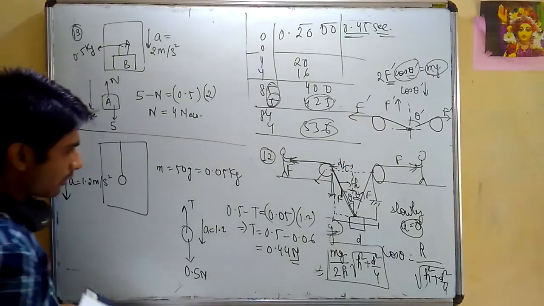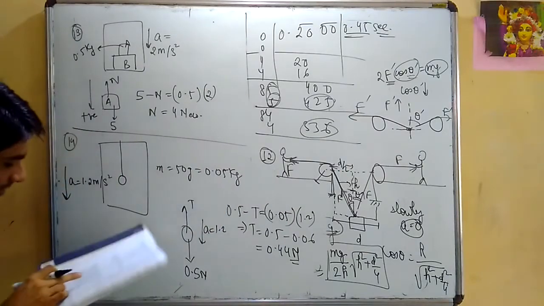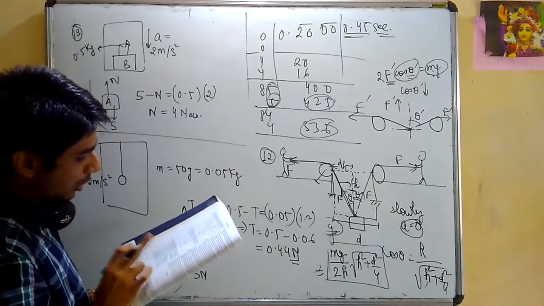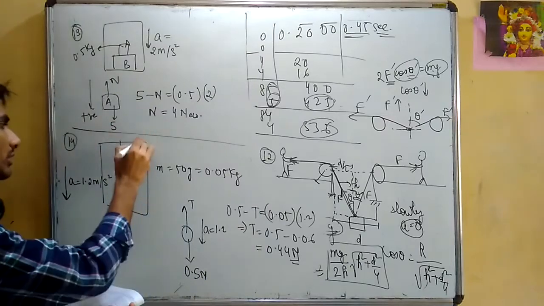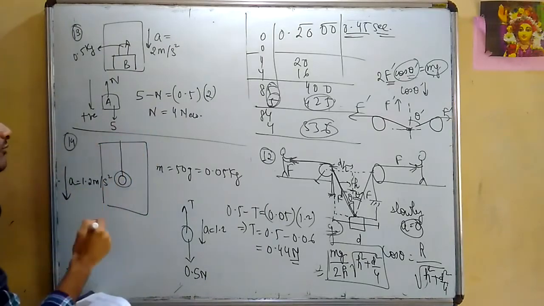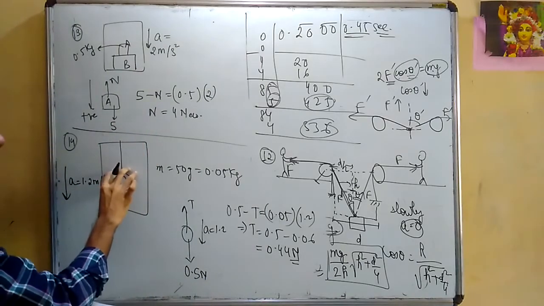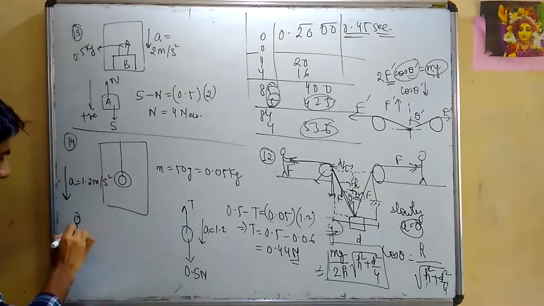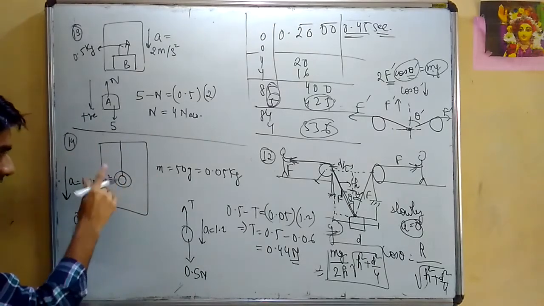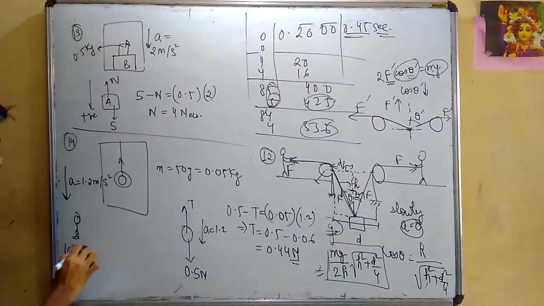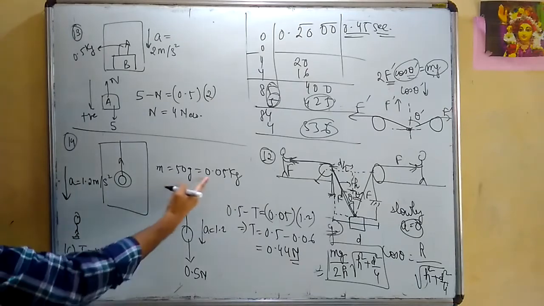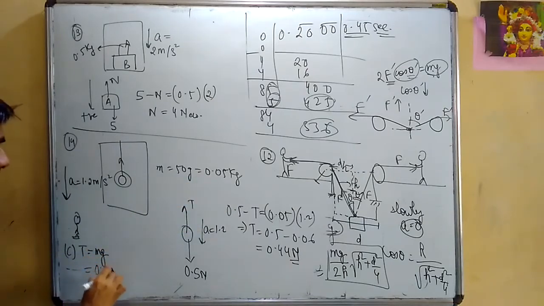Now part C of the question: it goes up with uniform velocity. If the lift goes up with uniform velocity, this will also go up with uniform velocity. It means it has basically no acceleration if you see it from the ground. So tension should be exactly equal to mg. So for part C, T is exactly mg. What is the value of m times g? That is 0.5 newtons.